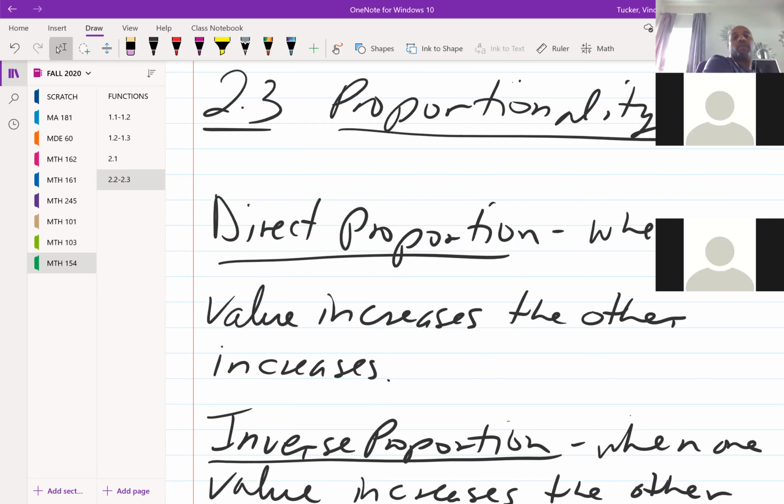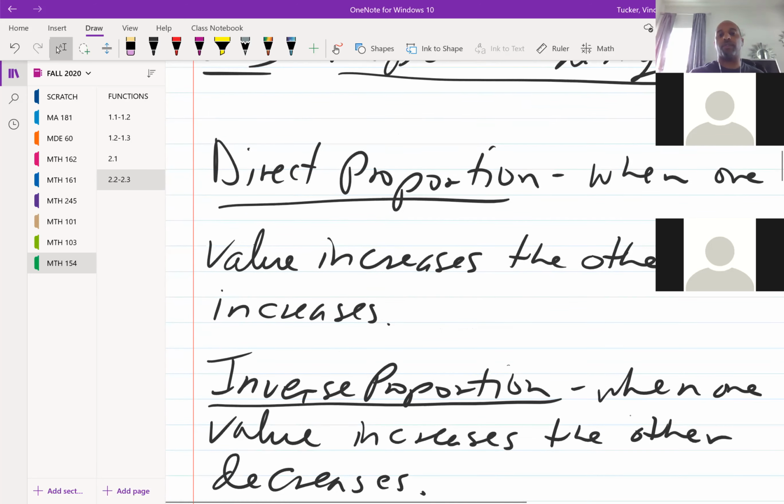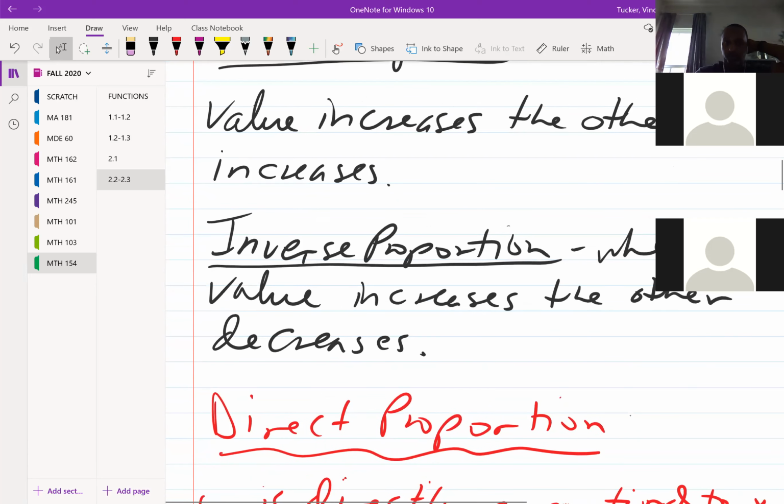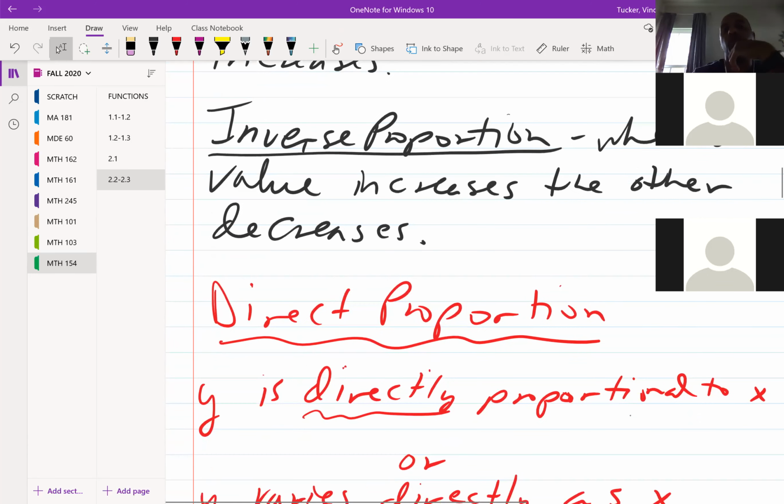All right. So direct proportion is when one value increases, the other increases as well. Inverse proportion is when one value increases, the other decreases. If I go too quickly, let me know.